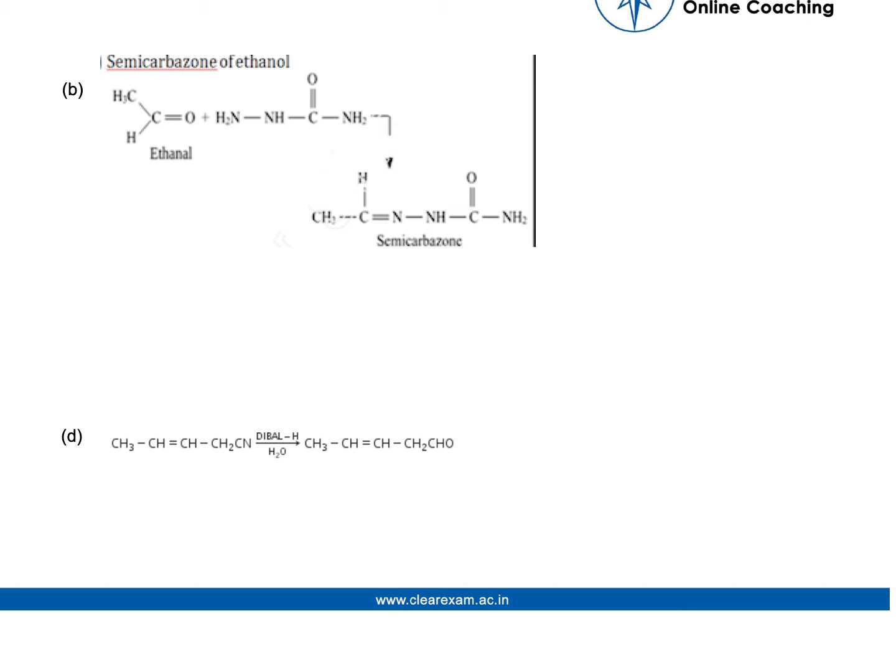Moving to the C part, why pKa of FCH2COOH is lower than that of ClCH2COOH. It's because of the stronger I effect of fluorine. Stronger acid means less pKa and strong electron withdrawing power of the fluorine. Moving to the D part, the product in the following reaction under Dibal-H and H2O is CH3CH=CHCH2CHO.